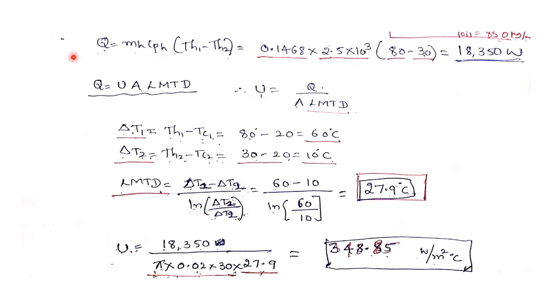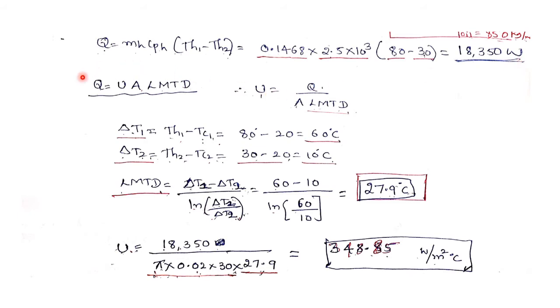Next, let us calculate the total heat transfer in the heat exchanger. It is given by mh into Cph into Th1 minus Th2. Here mh is 0.1468, and Cph is the specific heat of the oil, which we have substituted in joules per kg degree centigrade, whereas the temperatures Th1 and Th2 are already given. So my Q will be 18,350 watt.